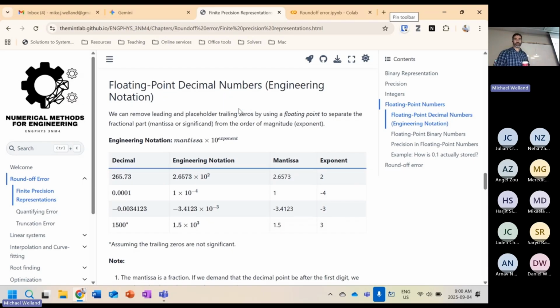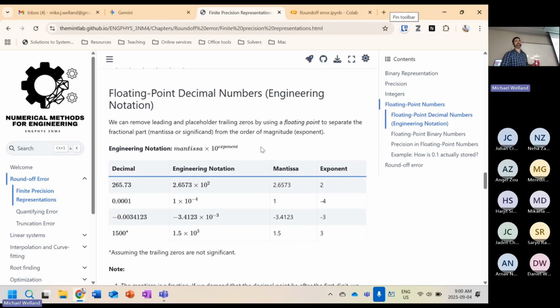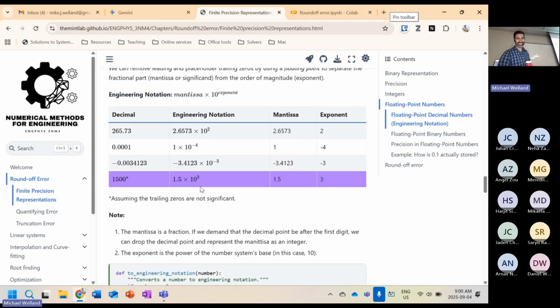Floating point decimal numbers. I'm going to speed up so we can get there. Engineering notation: we remove leading and placeholder trailing zeros. So 1 with 19 zeros after it is not very useful. Let's get rid of the 19 zeros and just say 10 to the power of 19, or 1e19, where e is understood to be 10 to the power of. Everybody knows engineering notation at this point, right? Good. If you don't know engineering notation, get out. You fail. Okay?